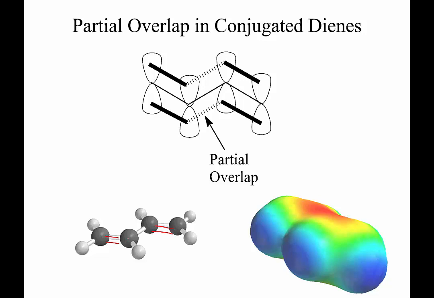So this is called 1,3-butadiene, or buta-1,3-diene. So it's conjugated. Now, when I look at that butadiene, what's the hybridization of all of the carbon atoms? sp2? We all agreed sp2? Yes, no?